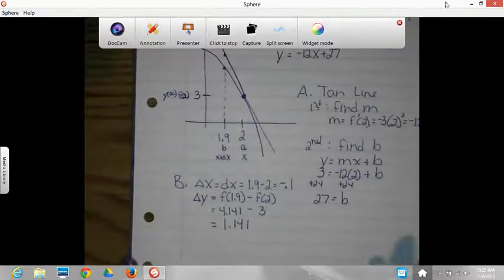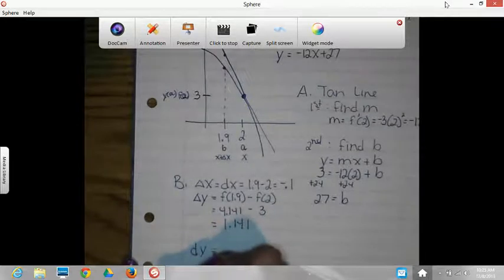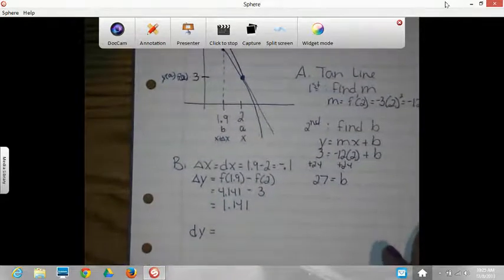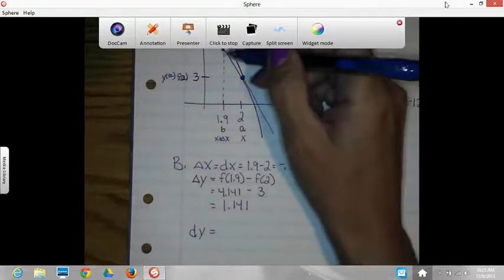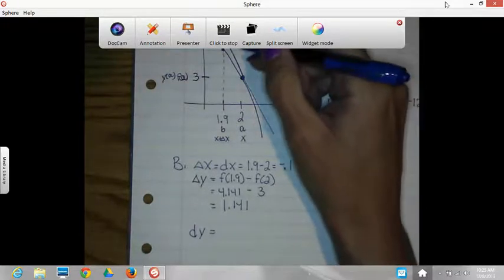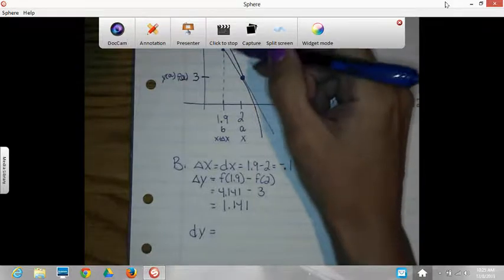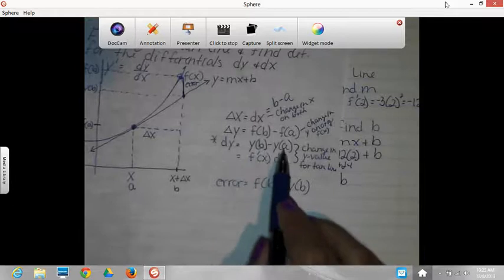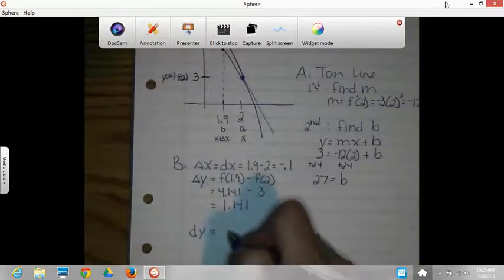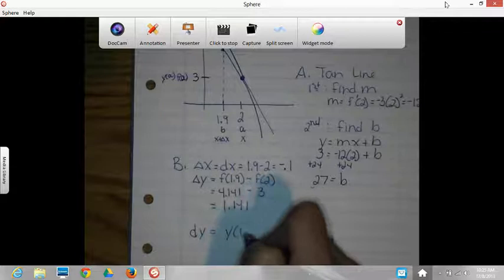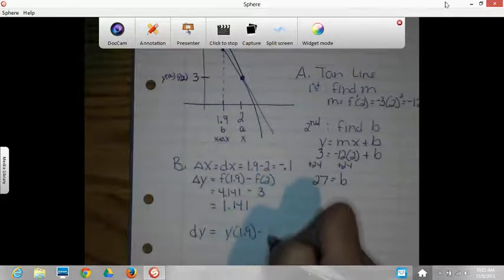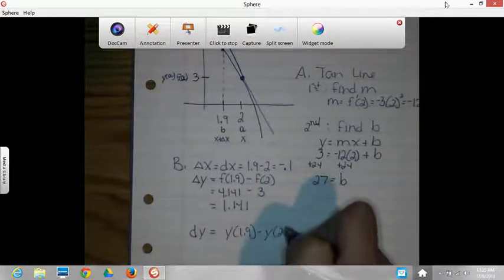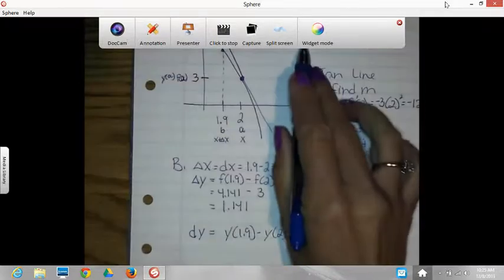Okay, now the dy. The dy was that special one. There were 2 ways to get it. We are going to do both ways. They should come out the same. So the dy is the change in y values on the tangent line. The tangent line y values. So just real quick, it's y of b minus y of a. So it's y of 1.9 minus y of 2 using the tangent line equation right here.